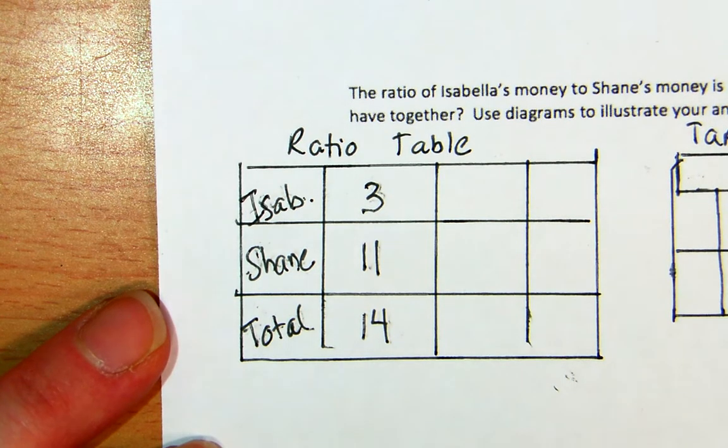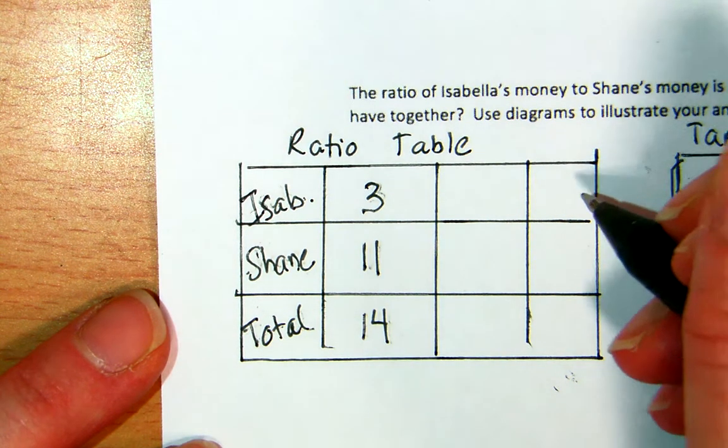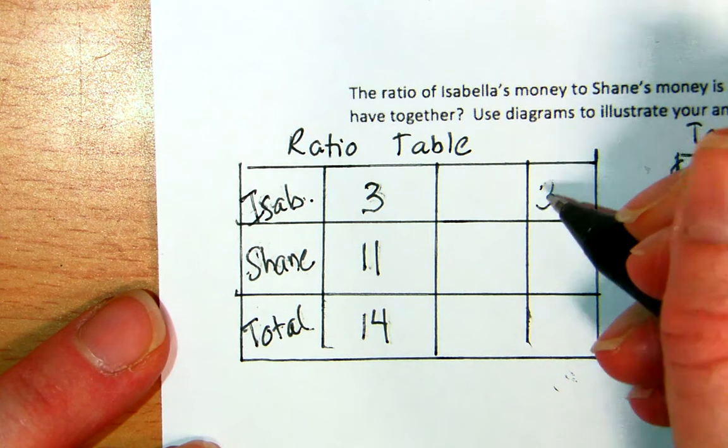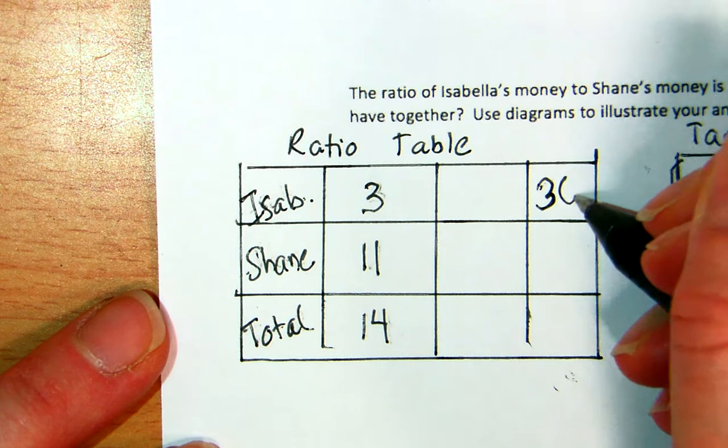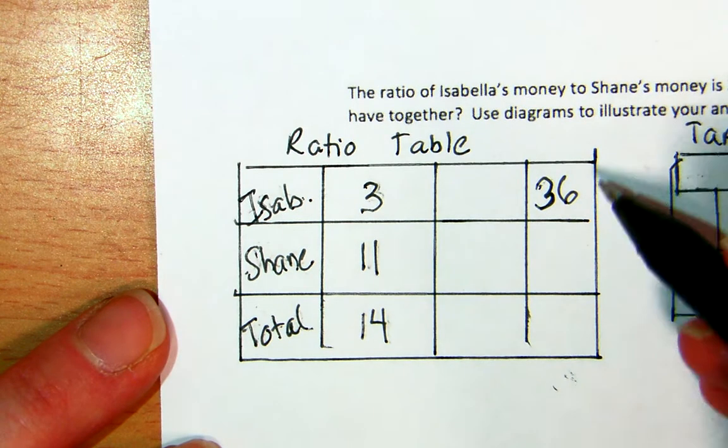Now, the question is, if Isabella has $36, how much money do Shane and Isabella have together? So I'm going to put that next piece of information into my table, and I'm going to put it at the end because it's my end goal, right? So I want to know what's going to happen here and here when Isabella has $36.